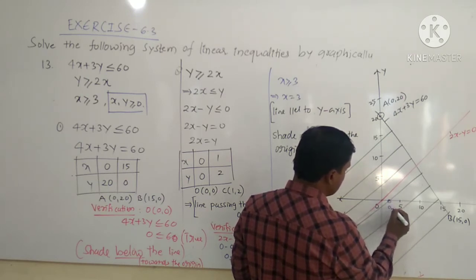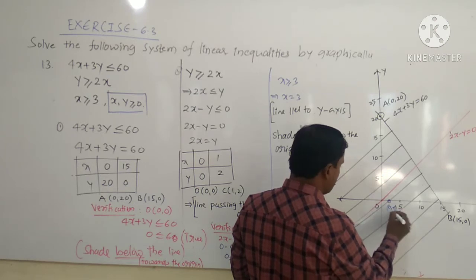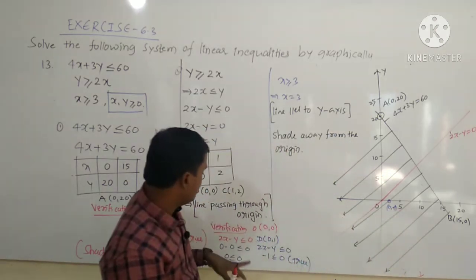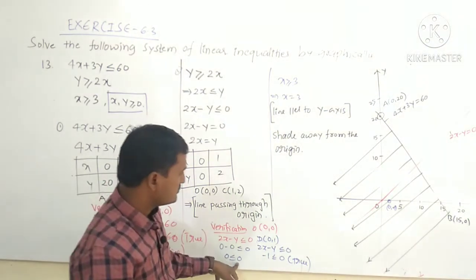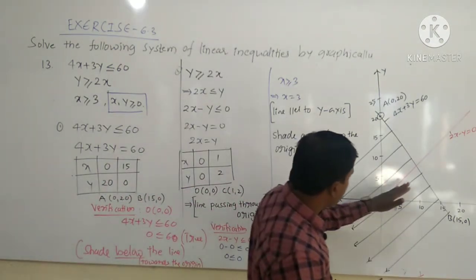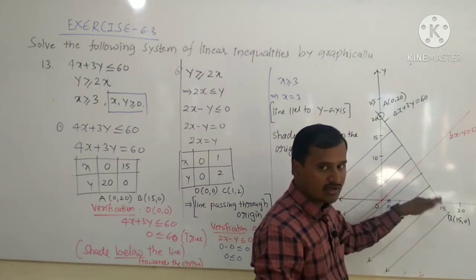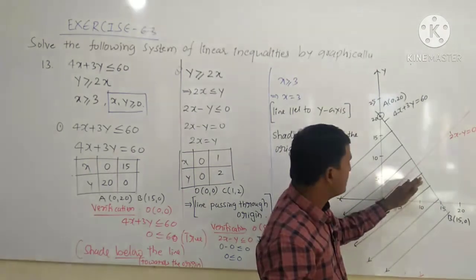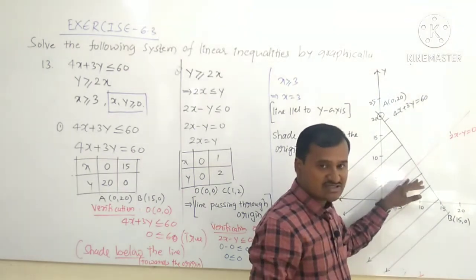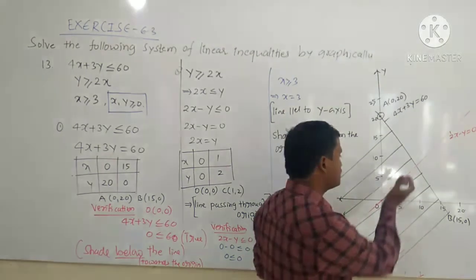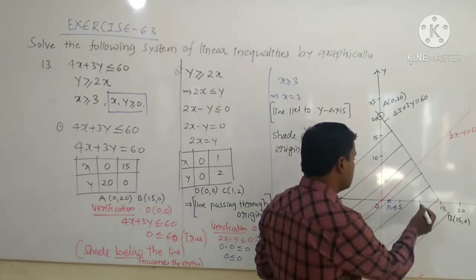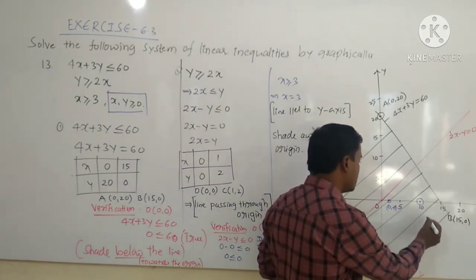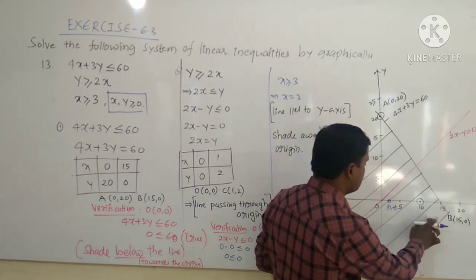So here it is 0, 1. If you take 0, 1, then here you are getting LHS less than or equal to RHS. So it means that the point lies below this line. The point below this line satisfies the given inequality, hence we have to shade below the line. Or if you take, here I will take one more point, that is 10, 0. Okay, sorry.